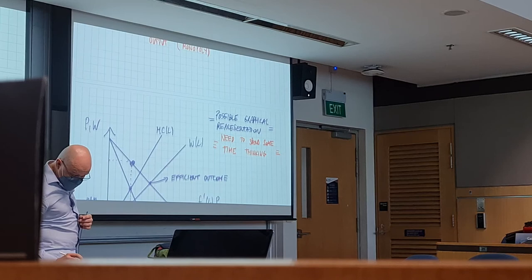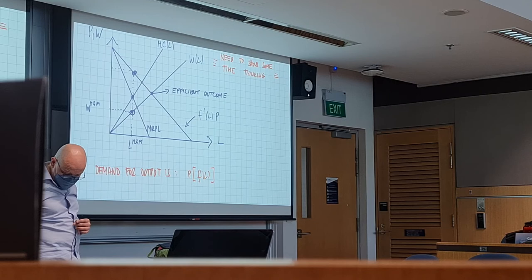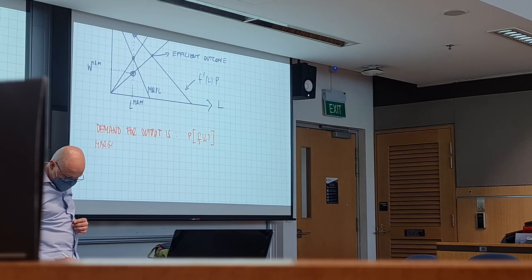So what is, if I draw the demand, demand for output is P over F over L. Okay. So in that case, maybe I write this. So maybe I need to add stuff. Okay, so if I put this, then the marginal product. That's what he's asking. Can I figure out?